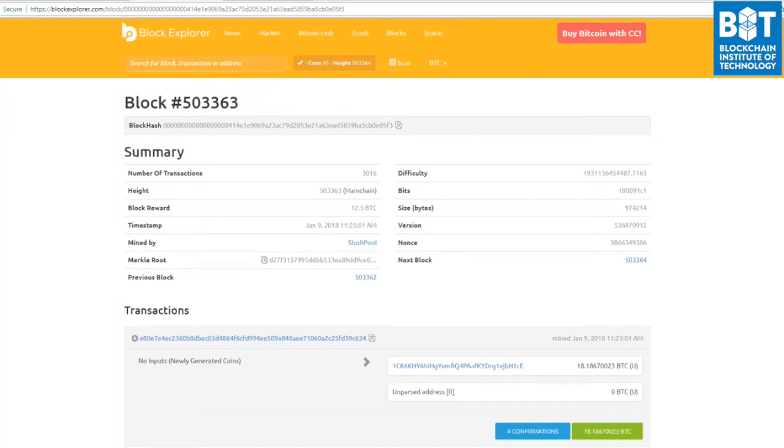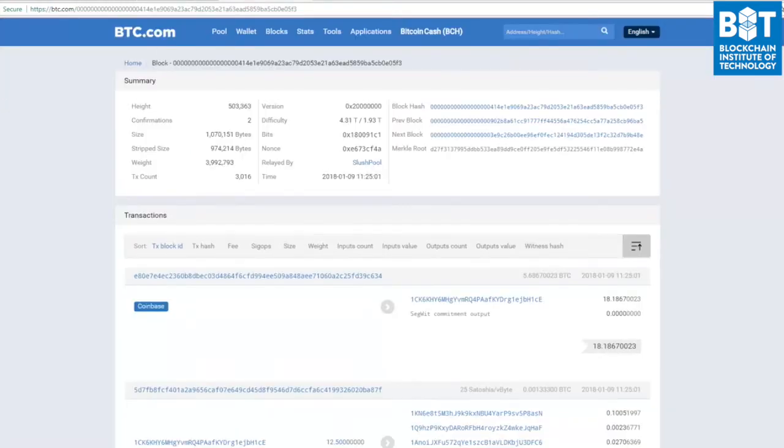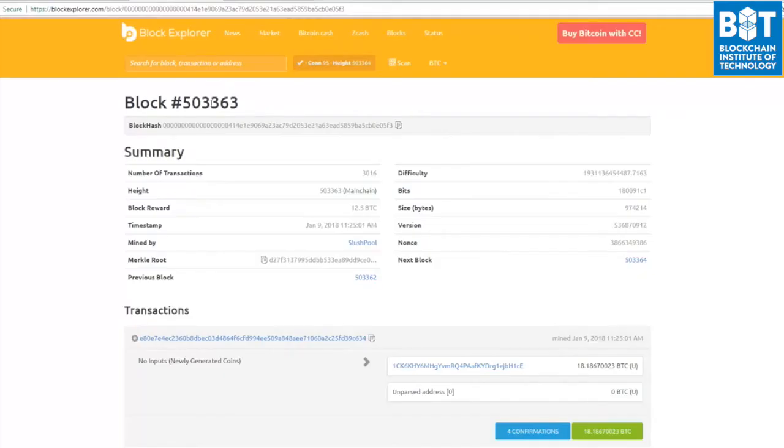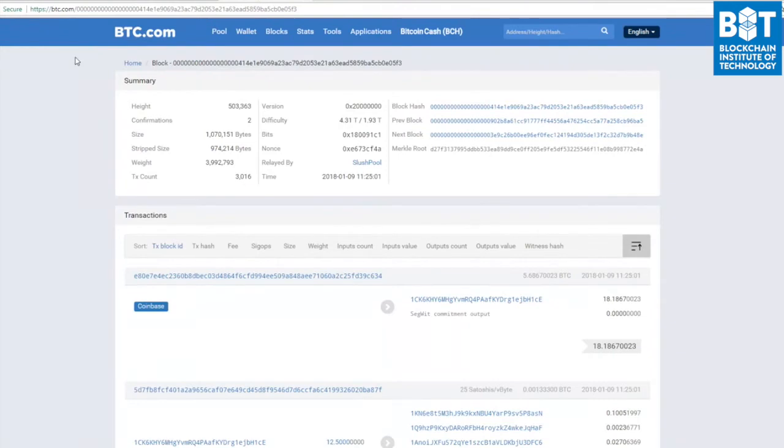We've also spoken about the fact that eventually that will simply stop because we will reach 21 million bitcoins. Therefore, there will be no more of these block rewards given to the miners. But a key element that you're not seeing in this page is the fact that this is not all the compensation that Slushpool received for successfully creating this block. Let's look at a different viewpoint by going to btc.com. And if you go to btc.com, which is also a block explorer, and you look at this specific block, block number 503363, what you will find is a lot of the same information.